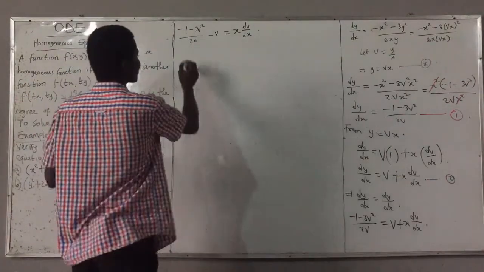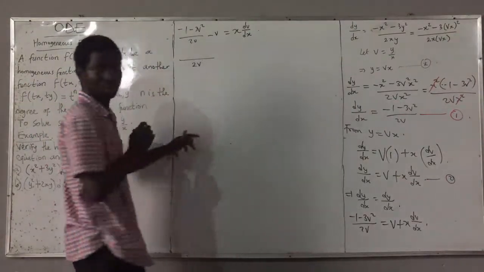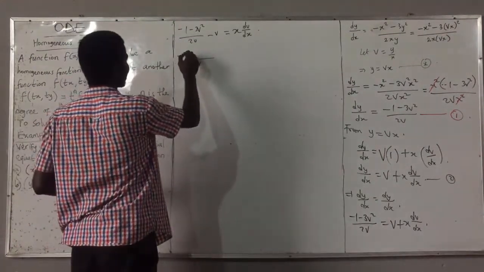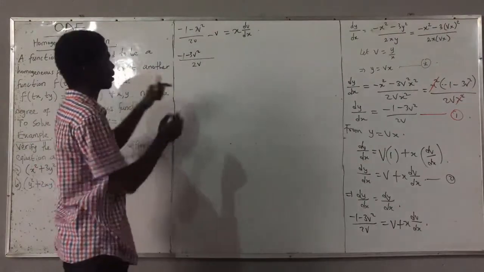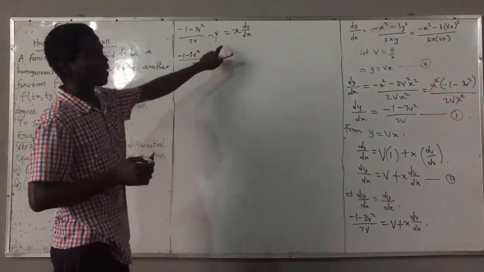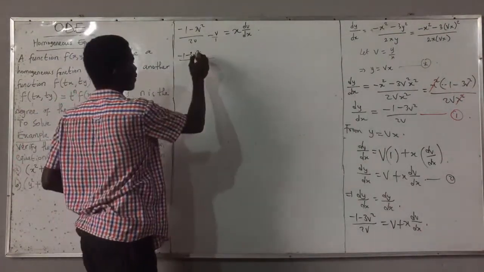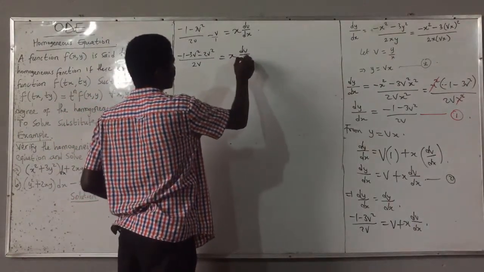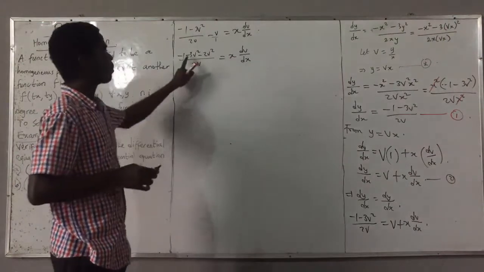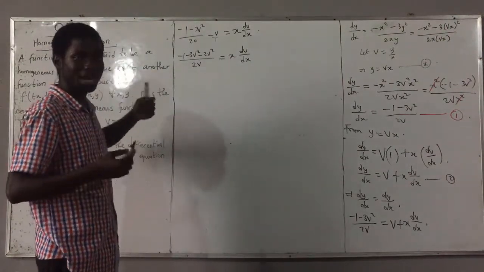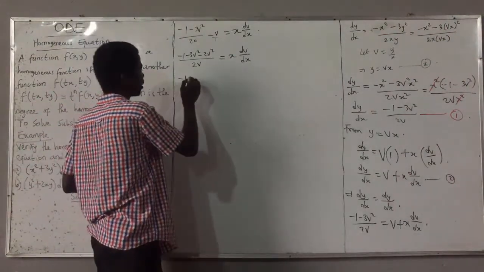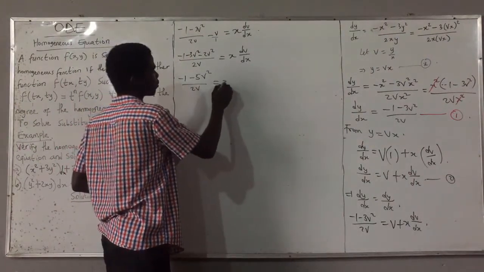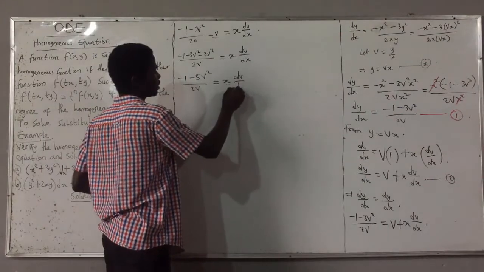Now find the LCM here. The LCM here is 2v. 2v divided by 2v, 1 times all this, minus 1 minus 3v squared. This one is over 1. 2v divided by 1, 2v times v, 2v squared is equal to x dv/dx, right? Minus 3v squared minus 2v squared, that's minus 5v squared. So this is minus 1 minus 5v squared all over 2v is equal to x dv/dx.